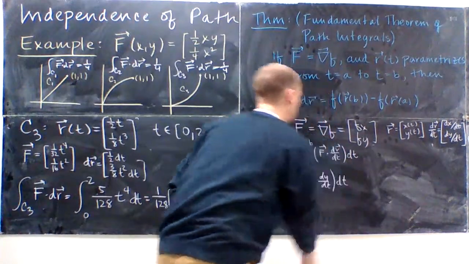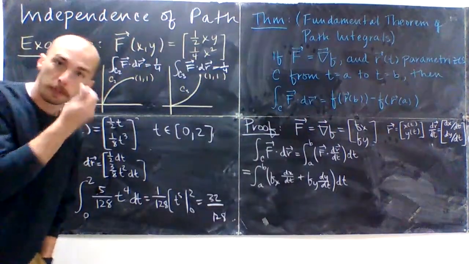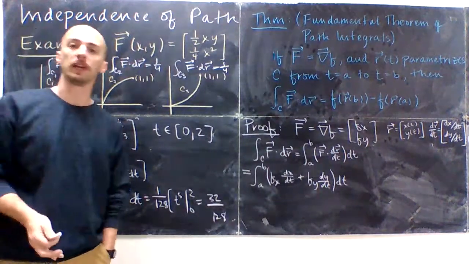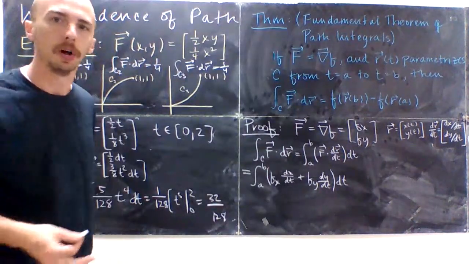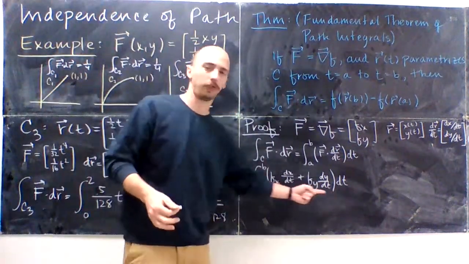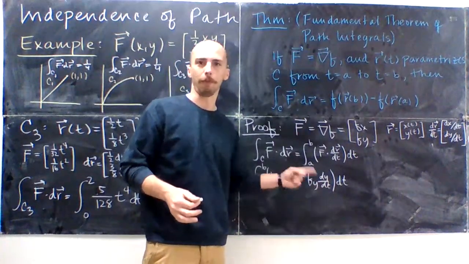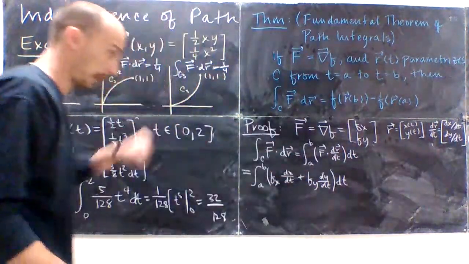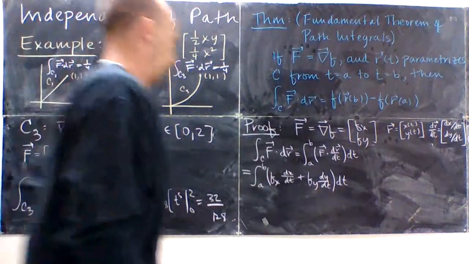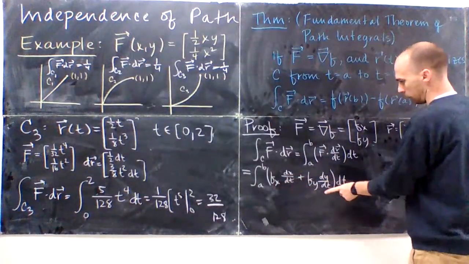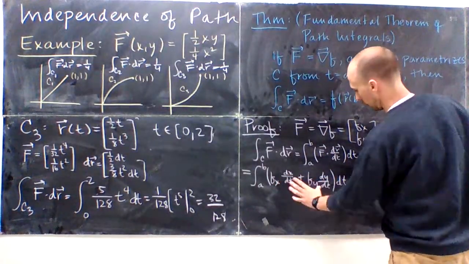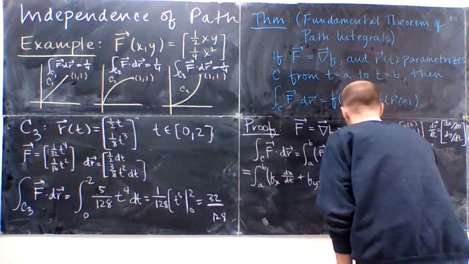Integrating that with respect to t. Then I'm going to call back on something that we probably haven't talked about for a few weeks, and that is the multivariable chain rule. Look at this. This is the derivative of f of r of t with respect to t. Okay, so I'm going to take this thing that I've written here in the parentheses, and I'm going to write that as a derivative.